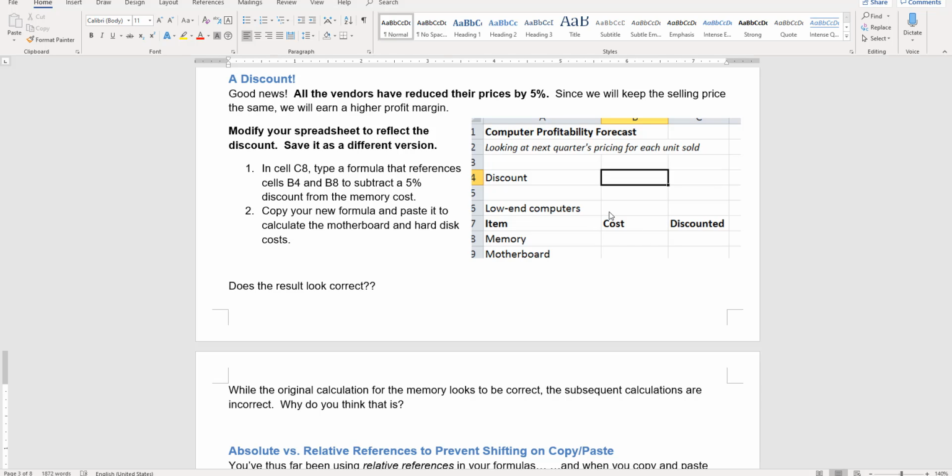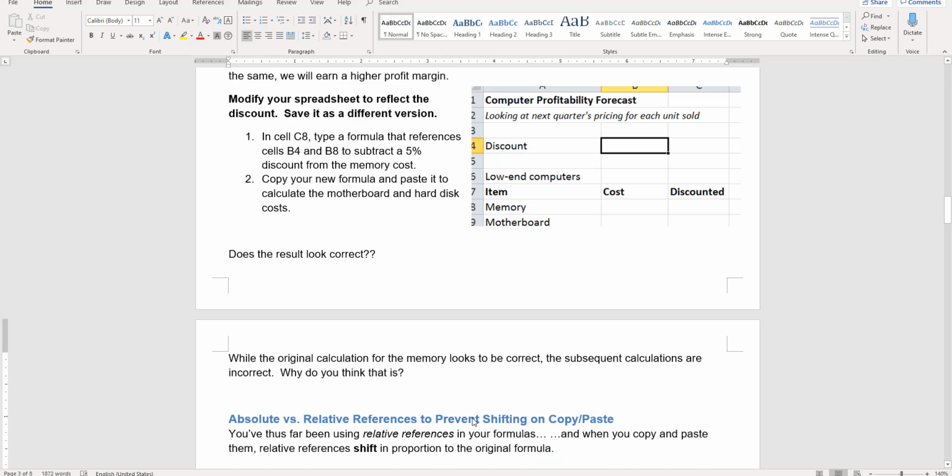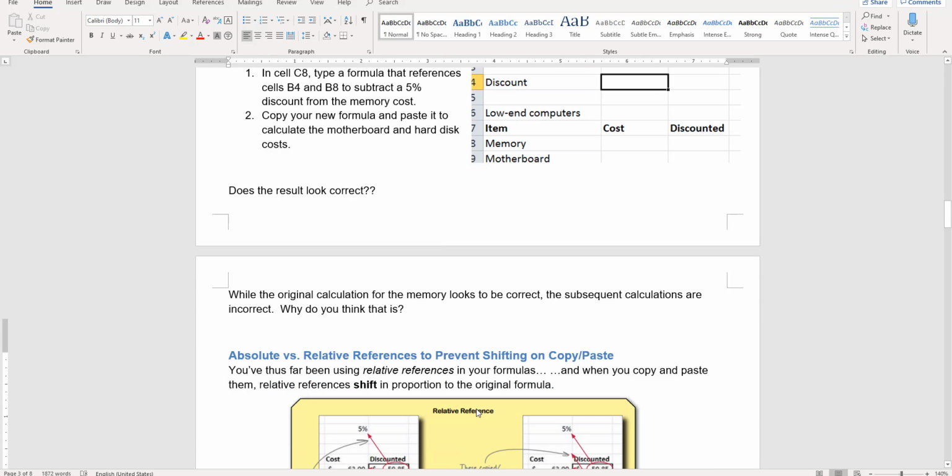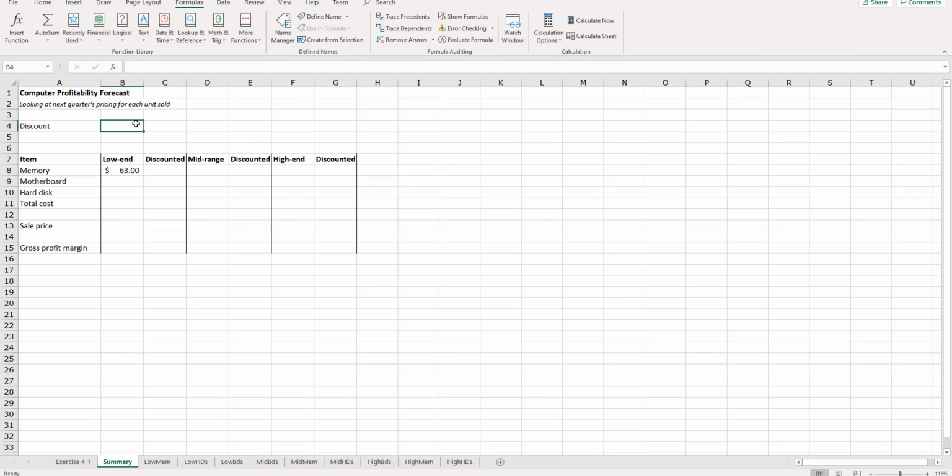And so, like it says here, we're going to reduce the price by 5%. Okay, and so the idea is that you have to sort of go through and do this. And we'll talk a little bit about this absolute versus relative reference here as we work on it. So if I put in, say, 5% here, and then let's just put in a couple of prices, something easy. Let's just make this 150.